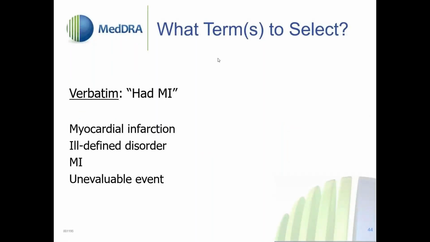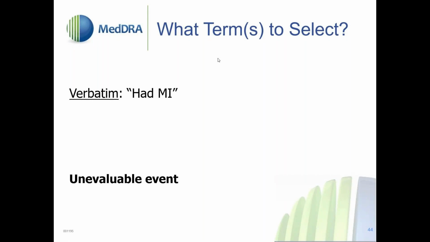So the most appropriate code assignment would be unavailable event for this coding scenario, if no more information can be obtained, because we don't even know that this really was a condition in the patient, because MI could also stand for medical investigation, so not a condition in the patient.